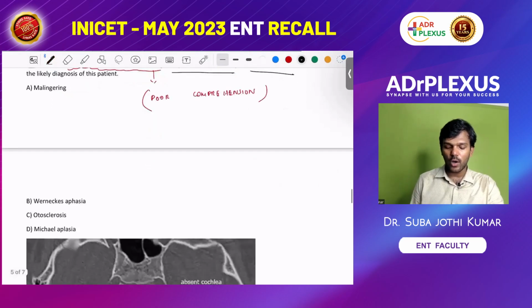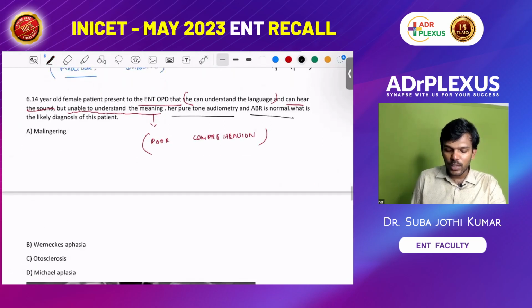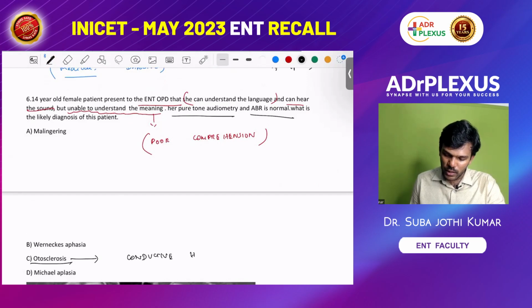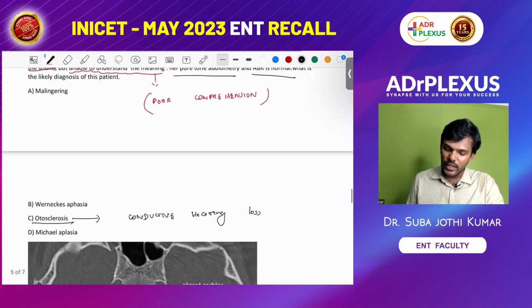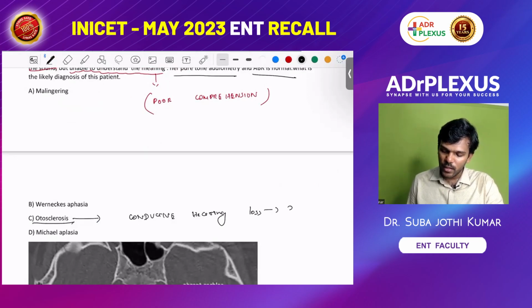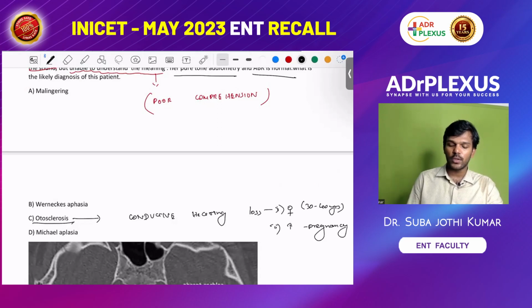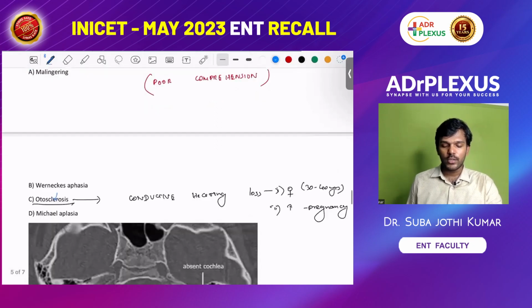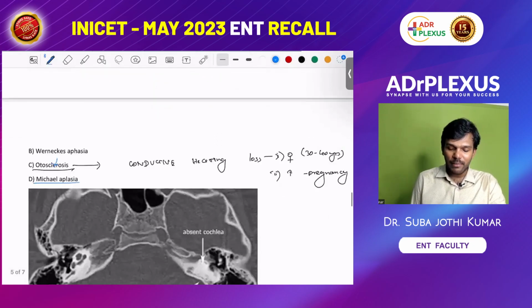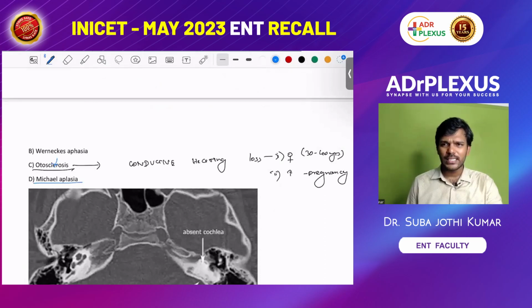If those things are normal, we don't have any clues pertaining to conductive hearing loss. Otosclerosis is a conductive hearing loss, rarely sensorineural, but mostly conductive. Here no clinical picture of conductive hearing loss is given, and it affects females of the age group of 30 to 40 years, more during pregnancy. So the first ENT option, otosclerosis, has been ruled out. What is the next thing? Michel's aplasia.